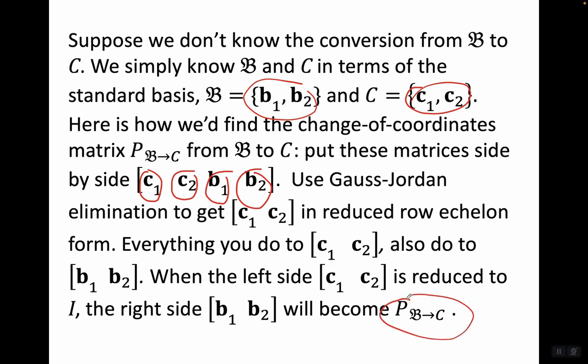We've seen something like this before. It's something very similar to what we did when we wanted to find the inverse of a matrix. We applied row operations to get the left side to be the identity matrix, and then the matrix on the right side was what we wanted.